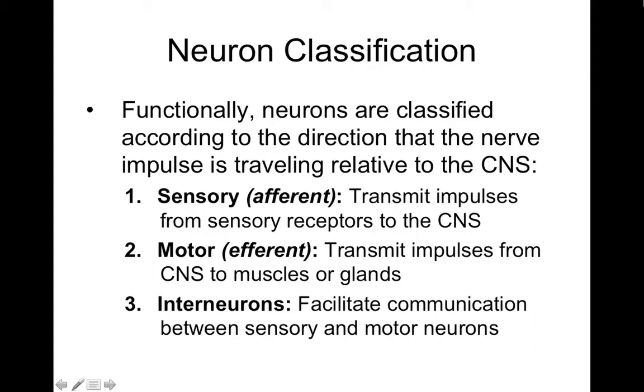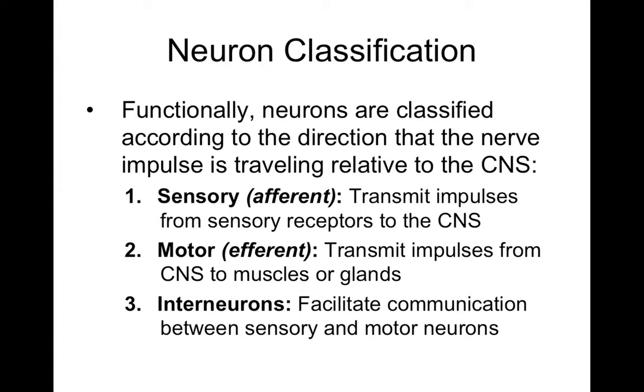Okay, so we're going to pick up here on neuron classification. We said that neurons are classified in several different ways, like sensory neurons, motor neurons, and interneurons. Sensory neurons are the ones that can help transmit sensory information from your peripheral receptors to your central nervous system, or your brain and spinal cord.